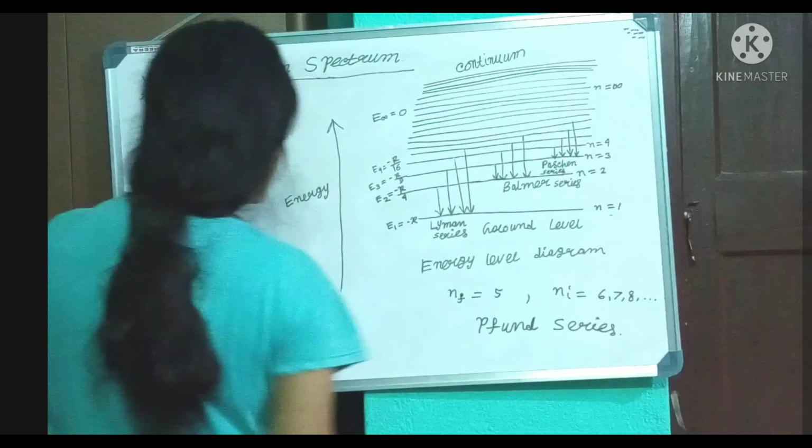So today we have discussed the total energy of the electron and the hydrogen spectrum, and in our next class we'll discuss the magnetic moment of the electron.